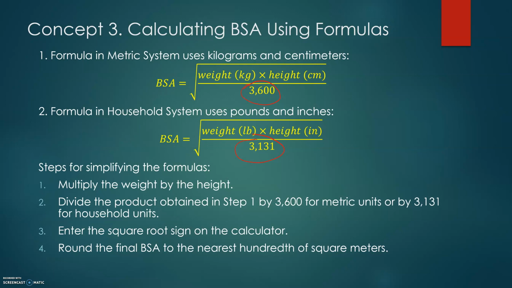Steps for simplifying these formulas: multiply the weight by the height on your calculator. Obviously you cannot use this formula without calculator, since we cannot extract the square root without calculator. Then divide the product obtained in step 1 by 3600 for metric units and 3131 for household units. Do not round yet. Then enter the square root sign on the calculator, and only the final answer you will round to the hundreds of square meters. So extracting the square root and rounding the final answer.